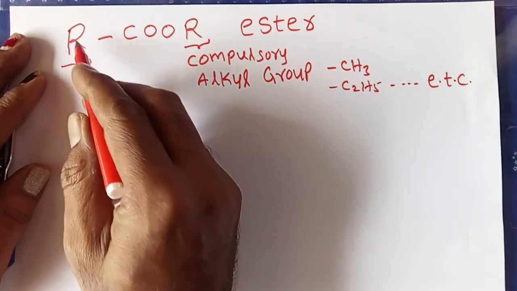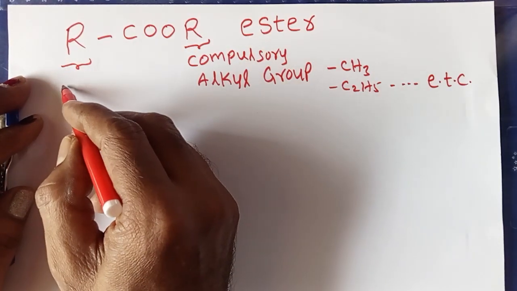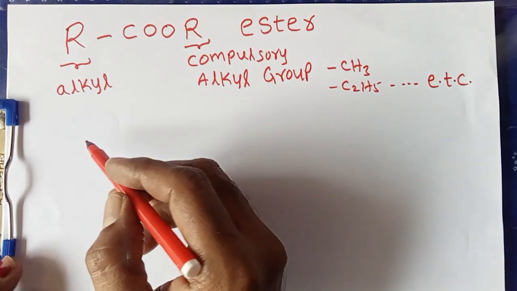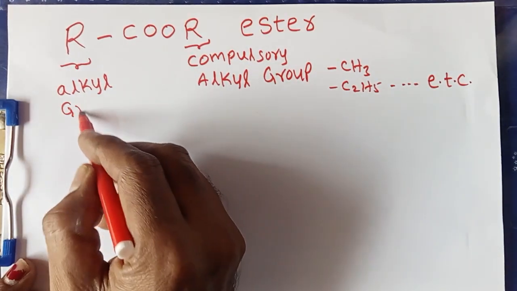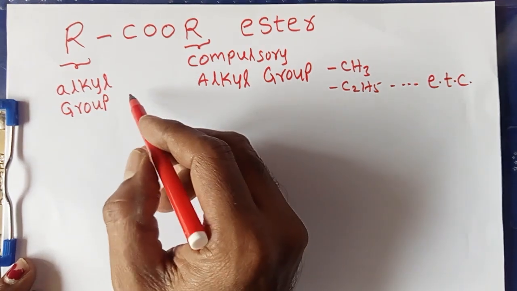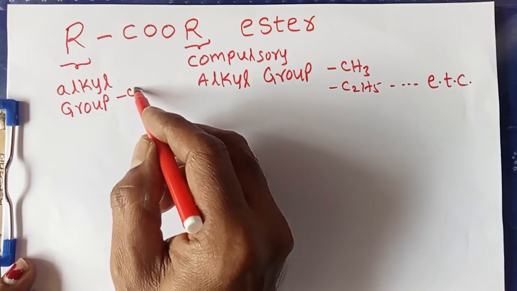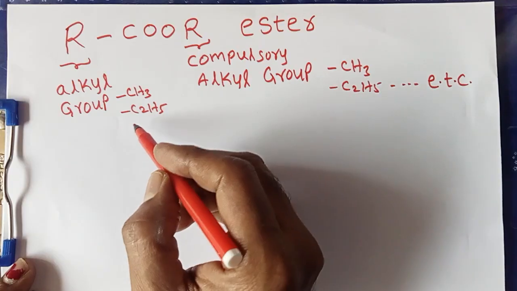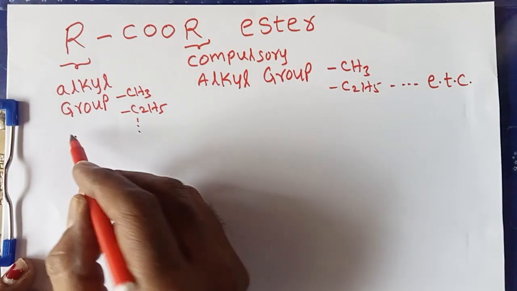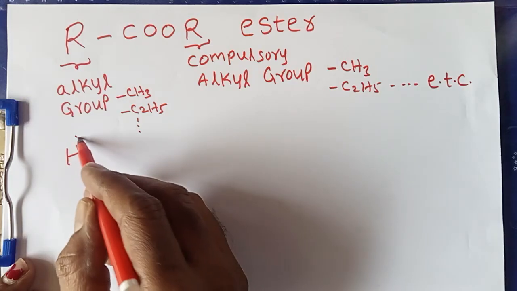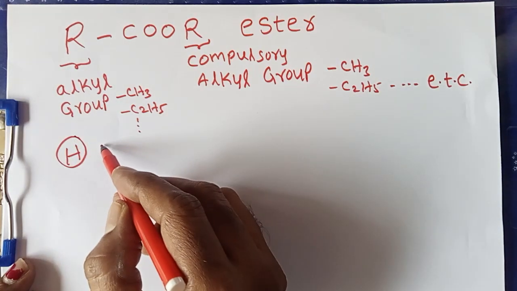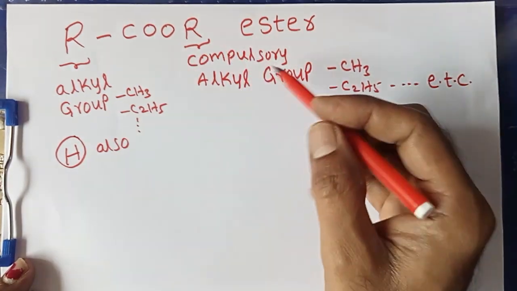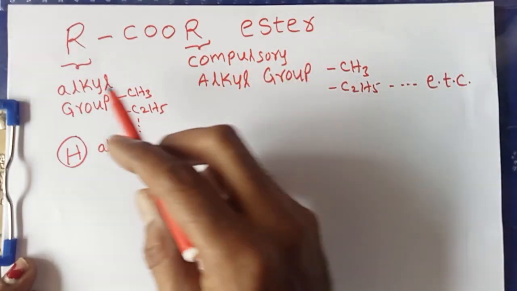But this R here is an alkyl group. Alkyl group means what? For example, just now I gave methyl, ethyl, etc. Or otherwise hydrogen also, H, hydrogen is also possible. So that functional group is called an ester. First, identify the ester functional group.